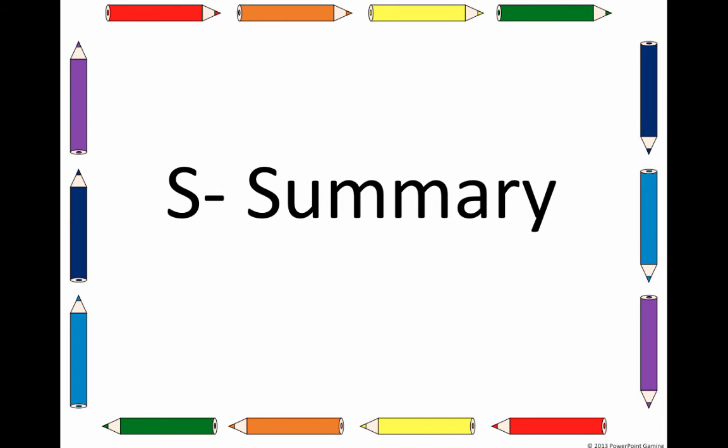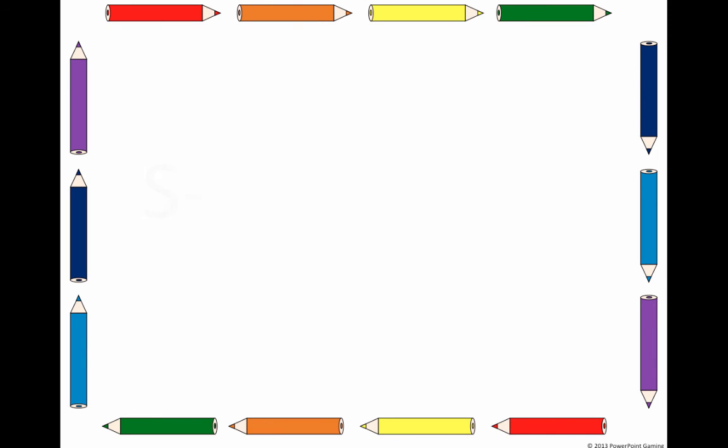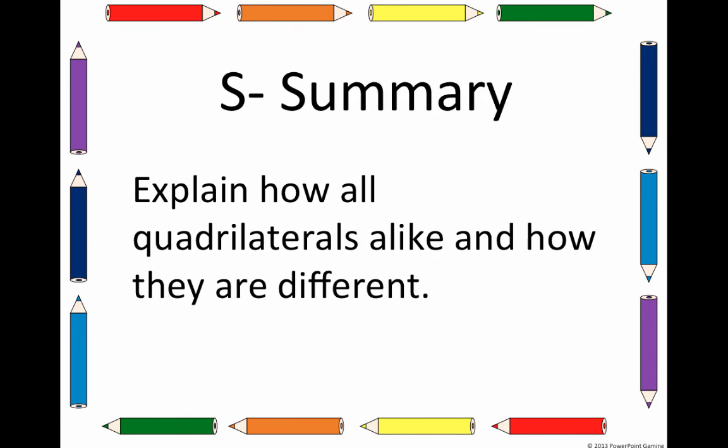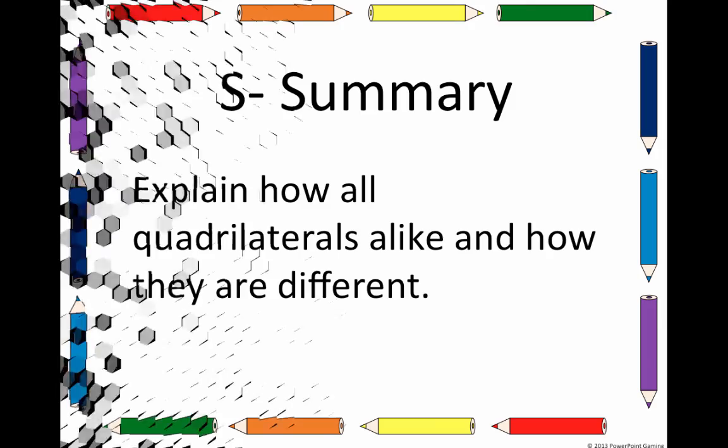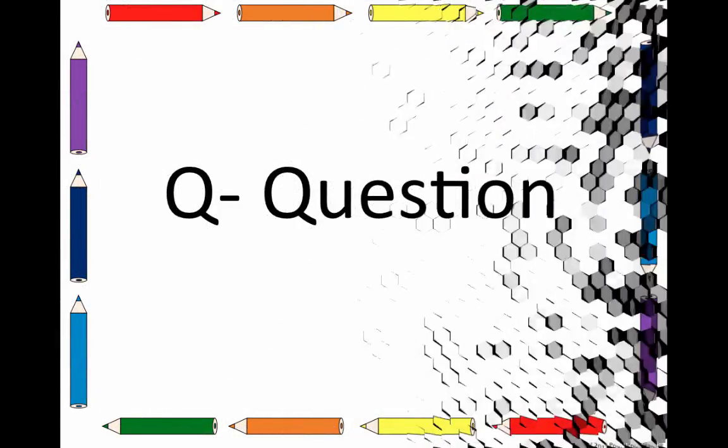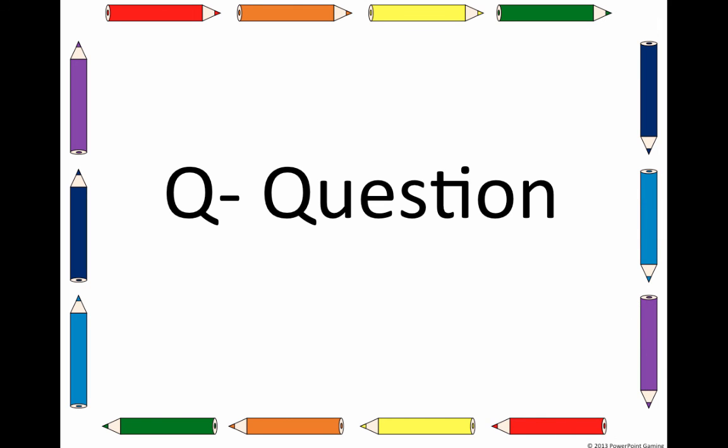Now that you've watched the video, let's do our summary. And our summary question is, explain how all quadrilaterals are alike and how they are different. Now write one question you have about quadrilaterals.